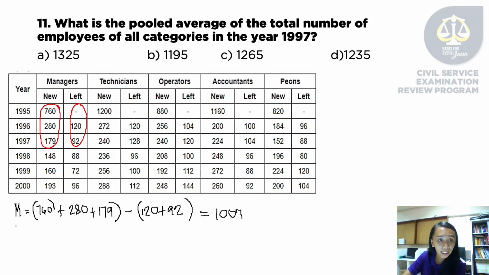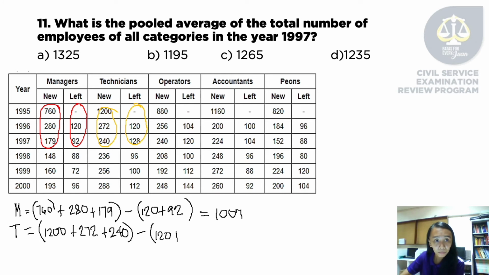Okay, for my technicians, I will focus on this one. Sa numbers na to. Ayan. So, I have my 1,200 plus 272 plus 240 minus 120 plus 128, and that will give me a difference of 1,464.